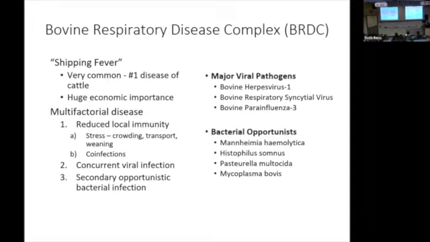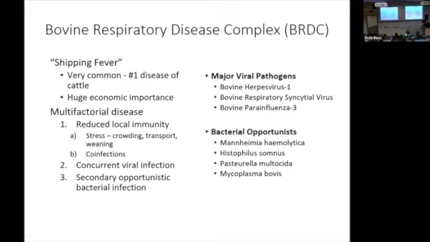The first thing you need is something that's reducing your local respiratory immunity. That's things like stress, weaning, co-infections with other pathogens, transport, crowding, all the stressful events. That's the primary or initiating event. And then concurrent viral infection further lowers your respiratory immunity. So you're stressed out, which lowers immunity enough for you to get a virus, which lowers your respiratory immunity even more. And then you get secondary opportunistic bacterial infections.